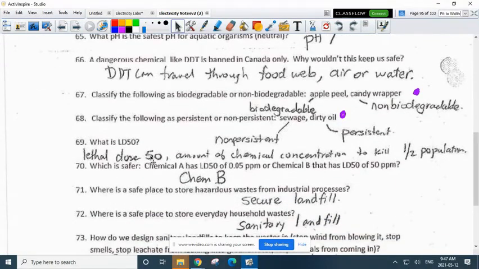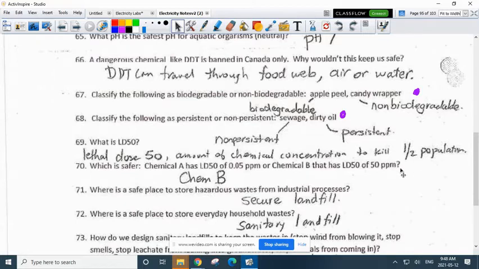What is LD50? It's lethal dose 50. It's the amount of chemical concentration it takes to kill half the population. They can give you a graph question like this, and you'd have to see where half the population has died, and then go across and read the concentration from it.